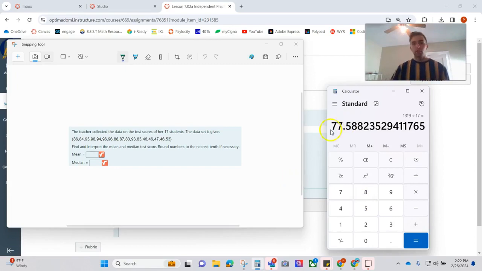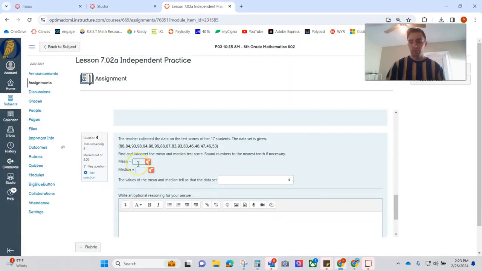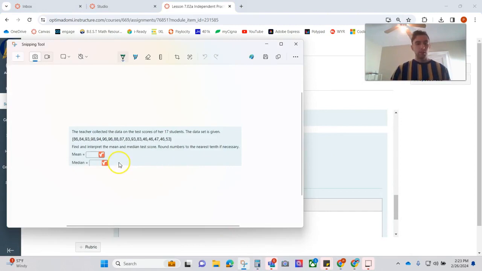Okay, and I'm rounding to the nearest tenth. So when I round to the tenth place, I look at the hundredth place. The hundredth place tells the tenth place to go up or stay the same. Since the number is 8, it tells the tenth place to go up, making 77.6. Now, let's find the median, the middle number.